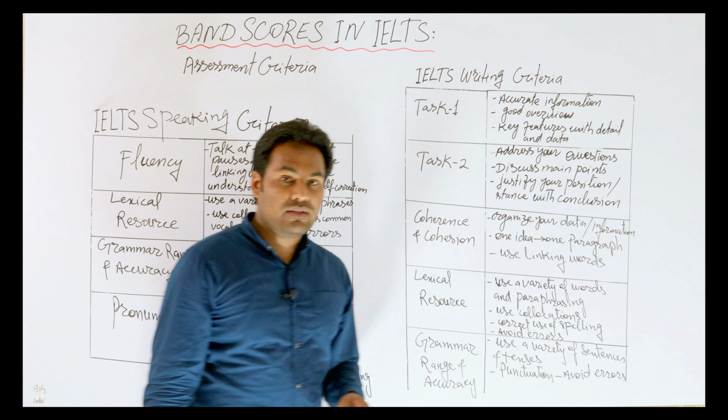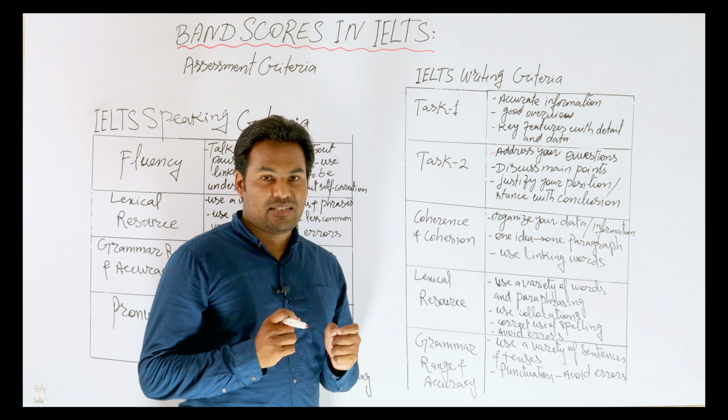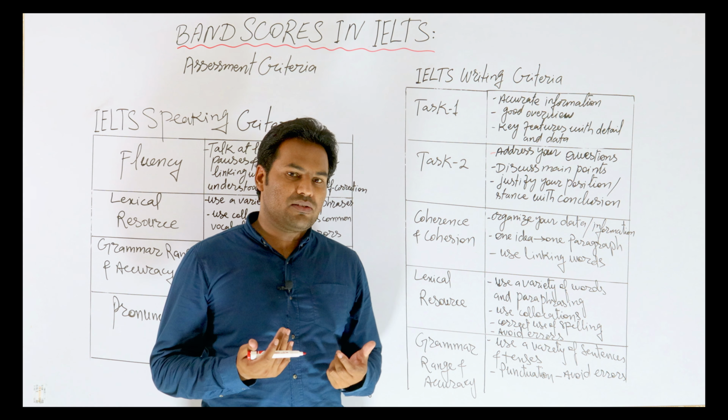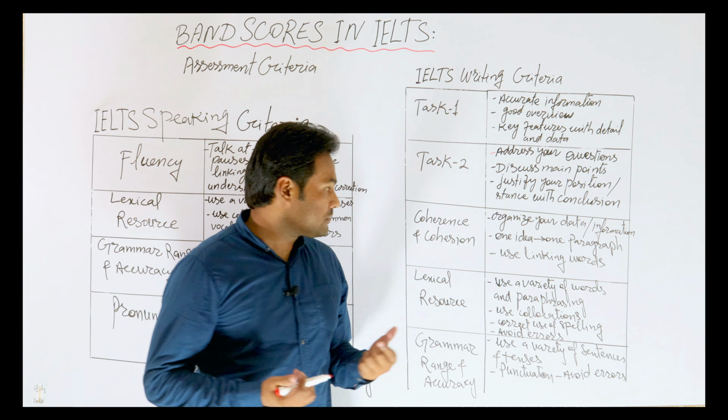Correct use of spelling. Your spelling must be accurate. If your spelling is not accurate, you are considered an illiterate person. Avoid errors, and grammatical range and accuracy. Use a variety of sentences, both active voice and passive voice, direct and indirect, and use a variety of tenses as well. And you must use your punctuation. You must know where you have to put the full stop, where you have to use the comma and semicolon, and so on. So on the basis of coherence, cohesion, lexical resource and grammar, your writing test is assessed.